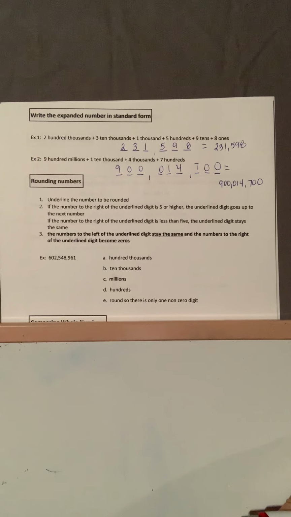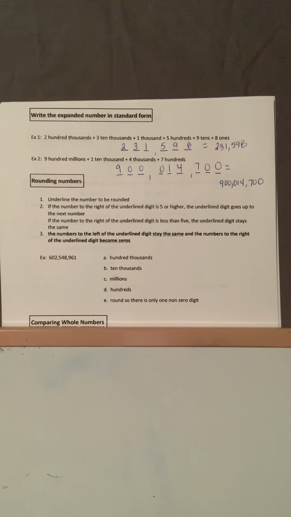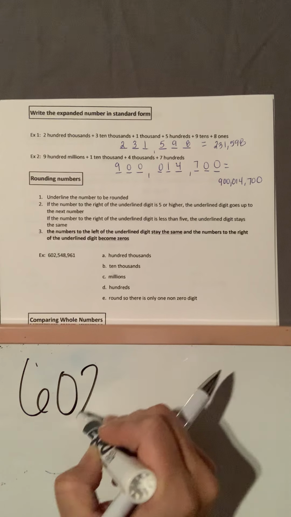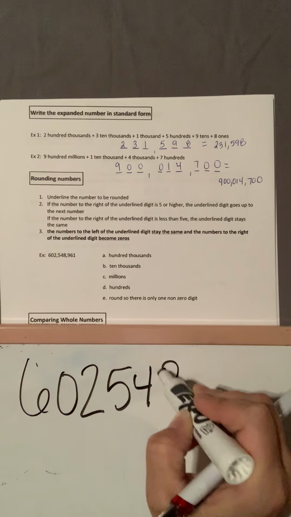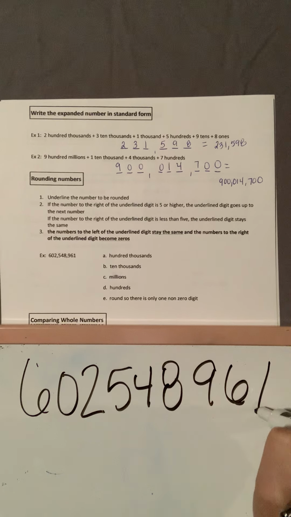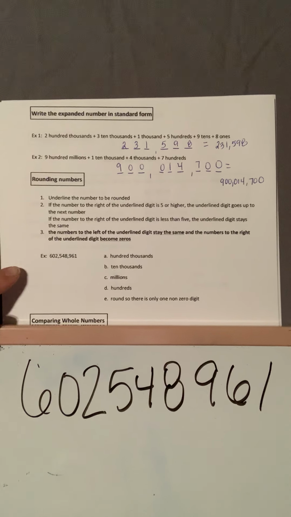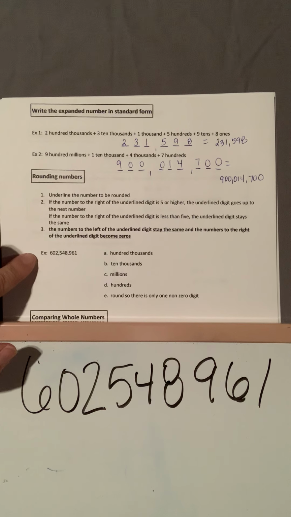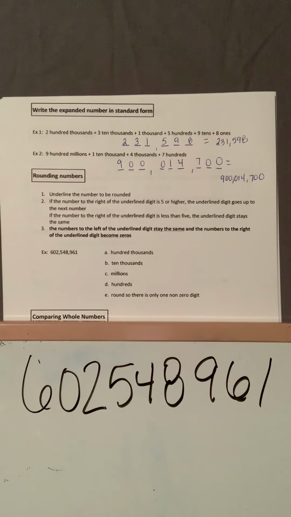Bring in a whiteboard here because I'm going to rewrite this number multiple times. Okay, so I have the number 602548961. Okay, that's our example number right here. I'm going to use this number and I'm going to round it 5 different ways.